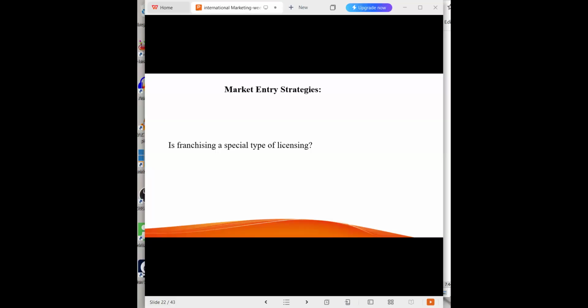That's why people see it as a special type of licensing, because what is in licensing, you also see in franchising at the same time. But what is in franchising, you will not see in the activities of those that are making use of licensing. All that is in licensing, you see in franchising, but not all that is in franchising is seen in licensing. So that is just it. Franchising is a special type of licensing. Franchising is like the broader version of licensing.